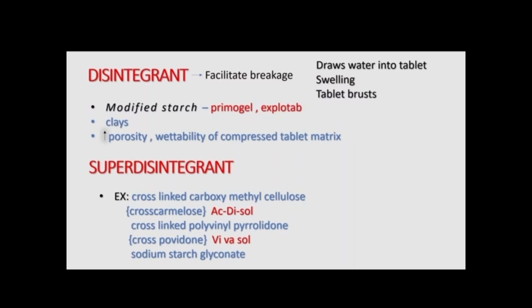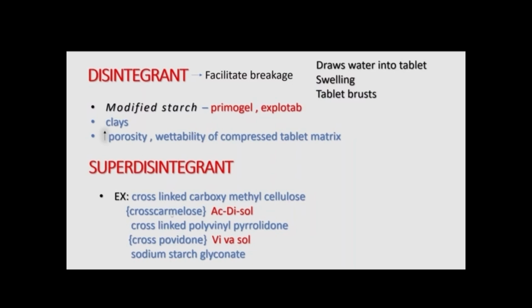Cross-linked carboxymethylcellulose. We can call it croscarmellose because we separate the cross here, then the car here, then the me here and lose here. That is why it is called croscarmellose. The trade name being Acdisol. Cross-linked polyvinylpyrrolidone: cross is separated and PO is separated, VI is separated, and DONE is separated. Crospovidone. We call this crospovidone and its trade name is Vibasol.